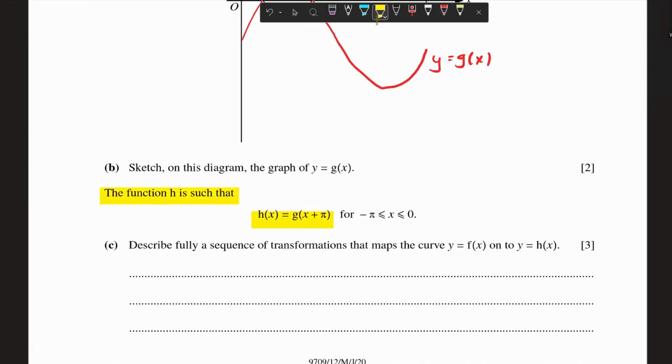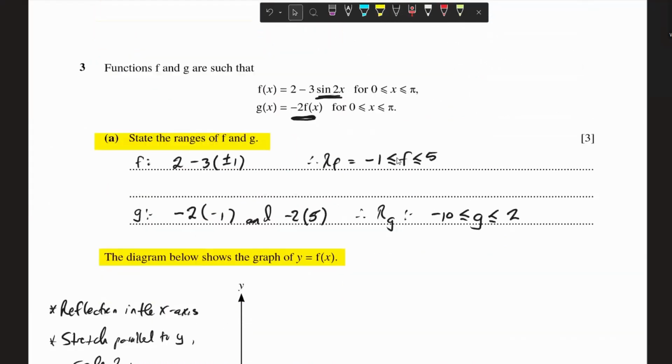Let's go on to the next part, which says the function h is such that h of x is equal to g of x plus pi. Describe fully a sequence of transformations that maps f of x onto h of x. So essentially, starting from f of x, if you go back, you can see that from f of x to g of x, we had two transformations. I've actually written them down here. These are the first two transformations that we are going to state.